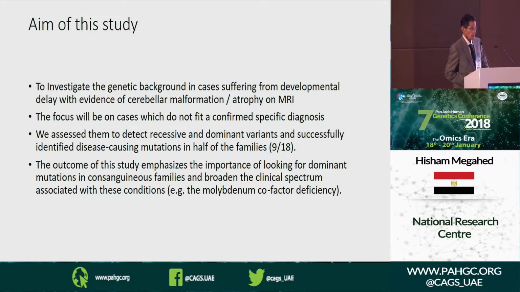The aim of the study was to investigate as much as possible the genetic background of cerebellar malformation associated with developmental delay in children. We mainly focused on cases without a specific known diagnosis. And up till the end of the first year, we were able, by using whole exome sequencing, to identify about 50% of the disease-causing genes in the families. Some of these families were consanguineous, but the disorders belonged to autosomal dominant mutations.